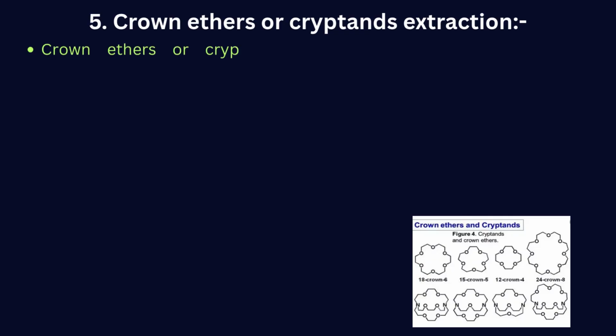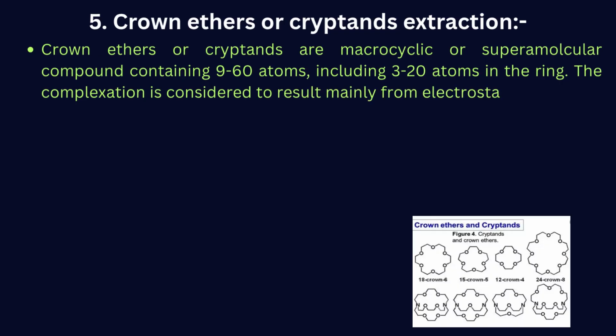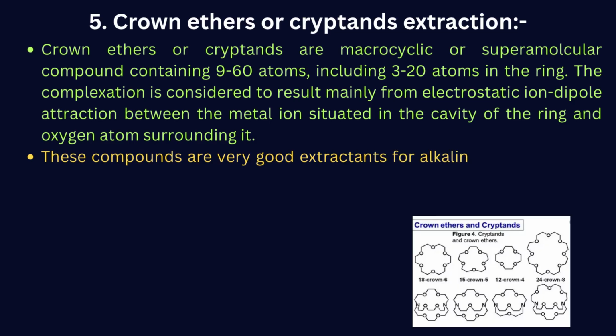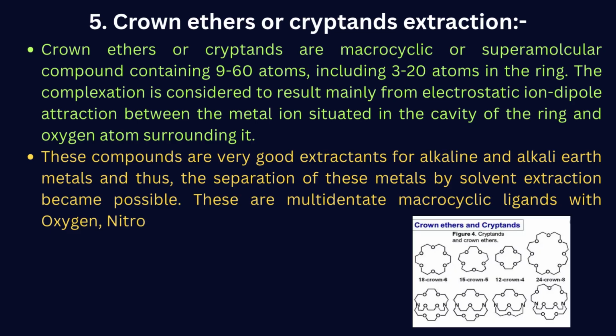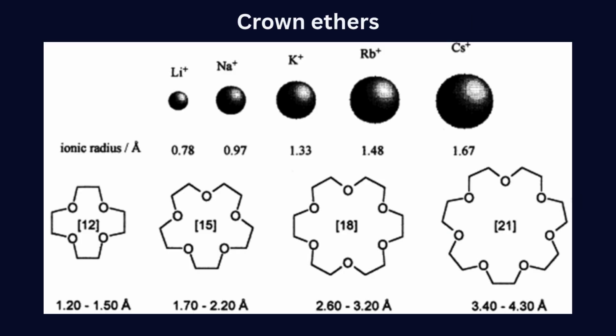The last mode of separation, or fifth one, is crown ether or cryptand solvent extraction. Crown ethers or cryptands are macrocyclic compounds containing 9 to 60 atoms, including 3 to 20 atoms in the ring. The complexation is considered to result mainly from electrostatic ion-dipole attraction between the metal ion situated in the cavity of the ring and the oxygen atoms surrounding it. These compounds are very good extractants for alkali and alkaline earth metals, and thus the separation of these metals by solvent extraction became possible. These are multidentate macrocyclic ligands with oxygen, nitrogen or sulfur as donor atoms. Here, we will see an example of this extraction.